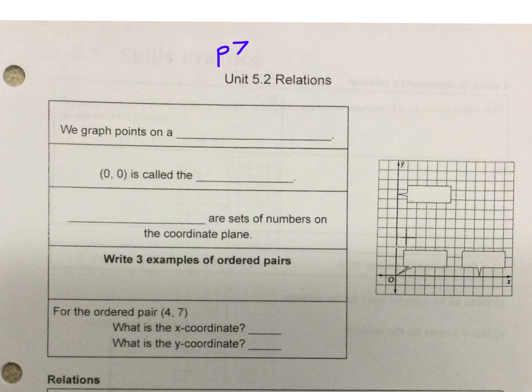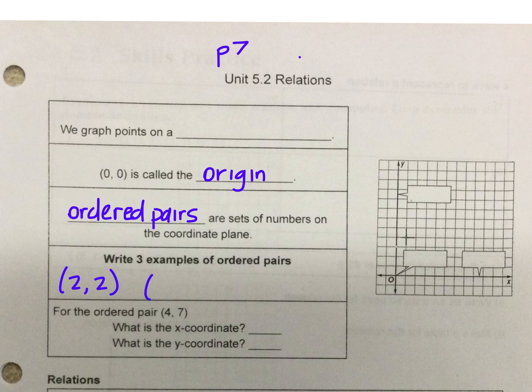0, 0 is called the origin. Ordered pairs are sets of numbers on the coordinate plane. And three examples of ordered pairs, I'm going to go with 2, 2, -4, 5, and 0, -1. So any points make up our ordered pairs.